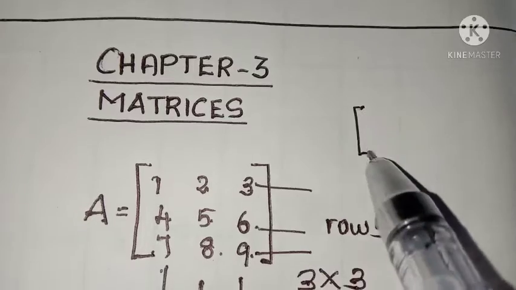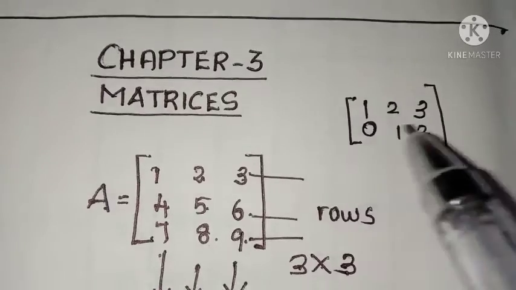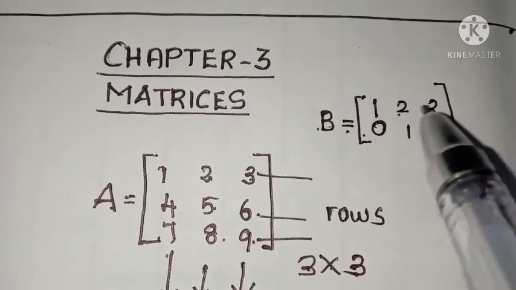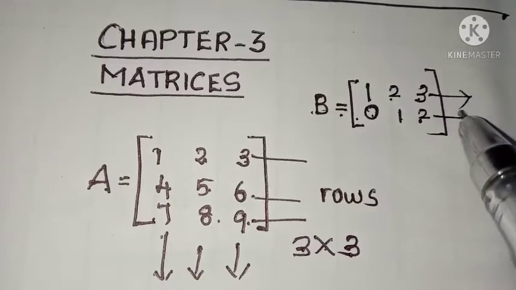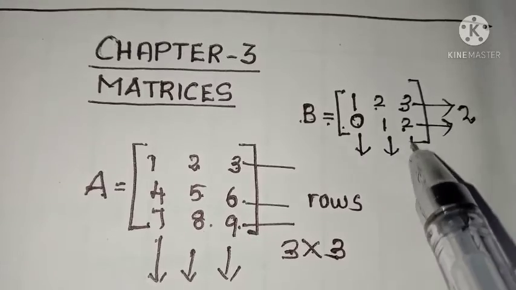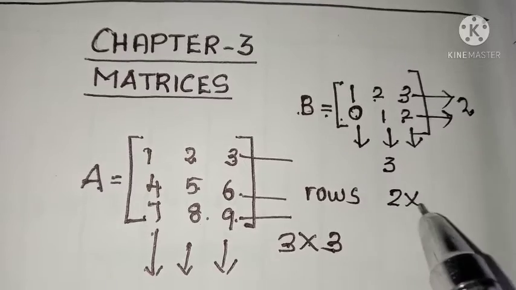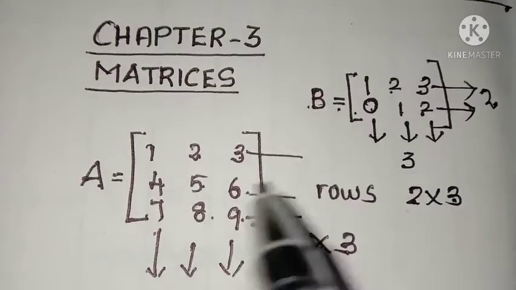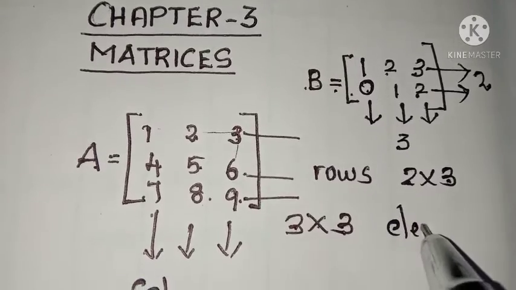Suppose we have another matrix, 1, 2, 3, 0, 1, 2. Suppose this is matrix B. B is equal to the matrix 1, 2, 3, 0, 1, 2. How many rows are here? 1, 2. Okay, 2 rows. How many columns? 1, 2, 3. 3 columns. So matrix B is a 2 by 3 matrix: 2 rows and 3 columns. Is that clear? Now listen, these numbers are known as elements of the matrix.